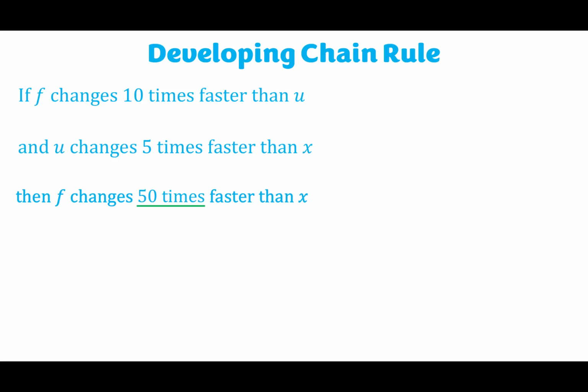Now let's use a little bit of mathematical notation to describe what's happening. We can think about f changing 10 times faster than u as the ratio of the change in f and the change of u, right? The change of f divided by the change of u would be 10. That's because f is changing 10 times faster than u. And likewise for the change of u divided by the change of x, that would be 5. And then we figured out that the change in f divided by the change of x is 50.